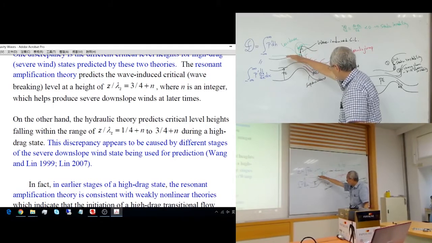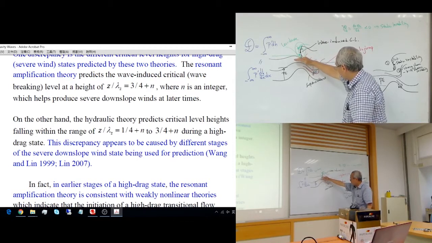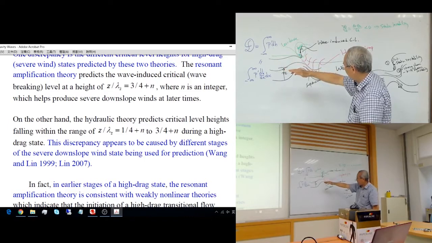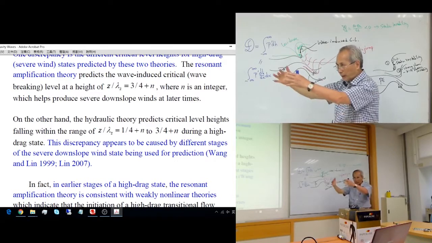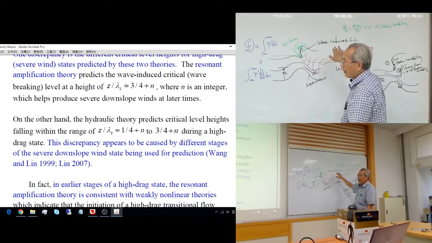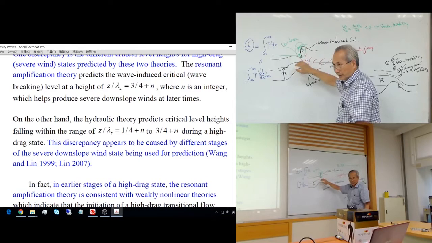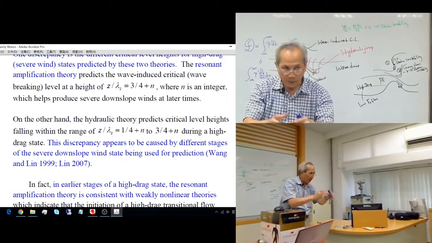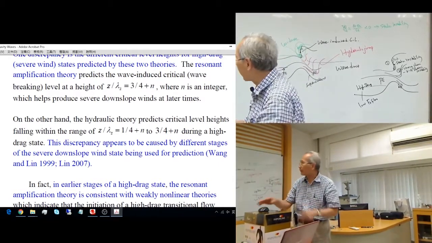And when you have the hydraulic jump well developed, this will go down, so the height will be different. In Long-Smith hydraulic theory, he predicted this height that is afterwards, when the flow is well developed. And Clark and Peltier's resonant theory is talking about the earlier stage. So one is occurring in the earlier stage, and the other at the later stage when the flow is well developed. So actually there's no conflict.